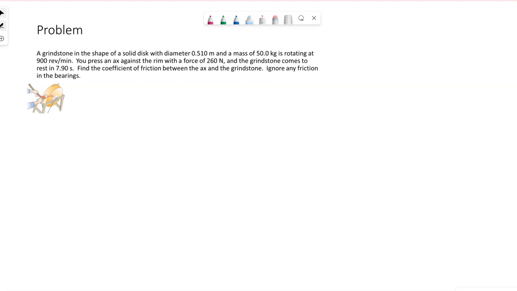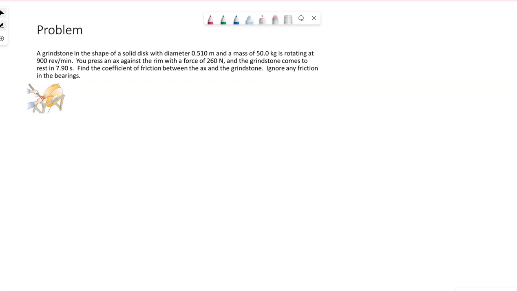One more example of using Newton's second law. So we have a grindstone in the picture. It's a solid disc with a diameter of 0.51, mass of 50. It's rotating at 900 revolutions per minute. We press an axe against the rim with a force of 260 newtons, and the grindstone comes to rest in 7.9 seconds. Find the coefficient of friction between the axe and the grindstone.